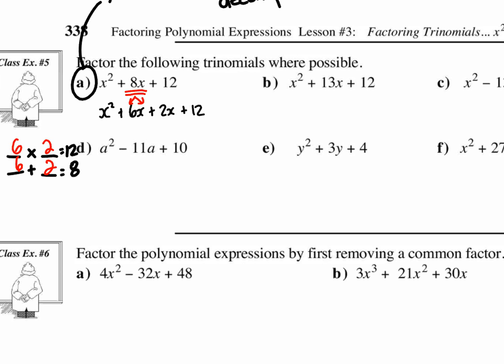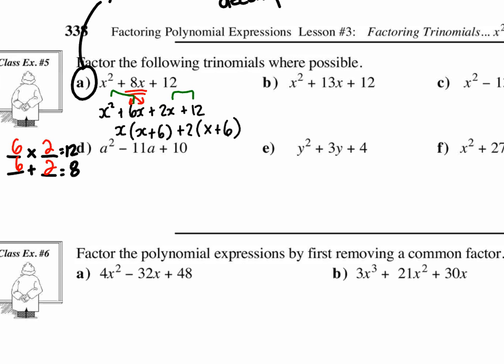Okay. Now we have those two numbers. Guess what we do when we have 4 terms? We did it yesterday. Grouping. Okay, so group the first two. What can we factor out? X. Okay, and we're left with x plus 6. Group the second two. What can you factor out? Plus 2. We're left with x plus 6.